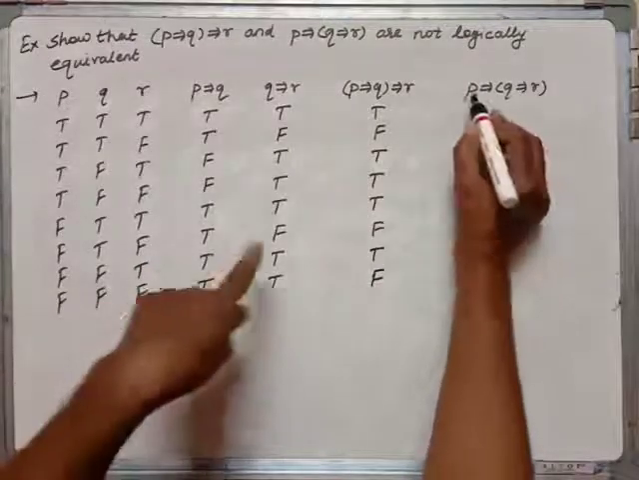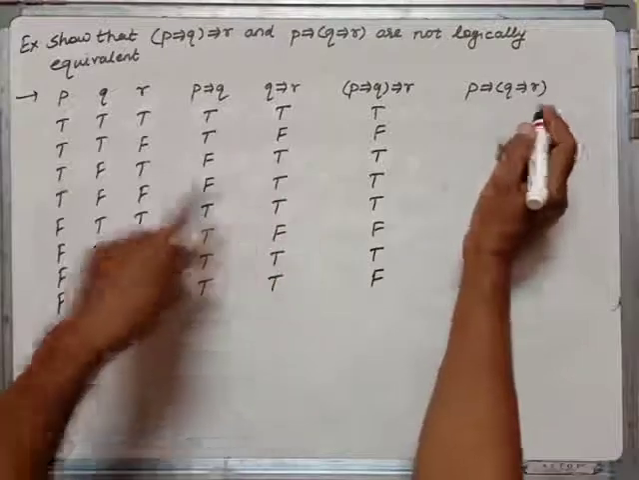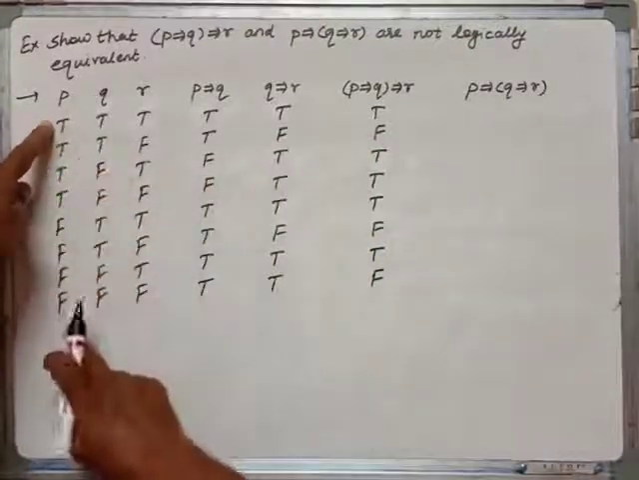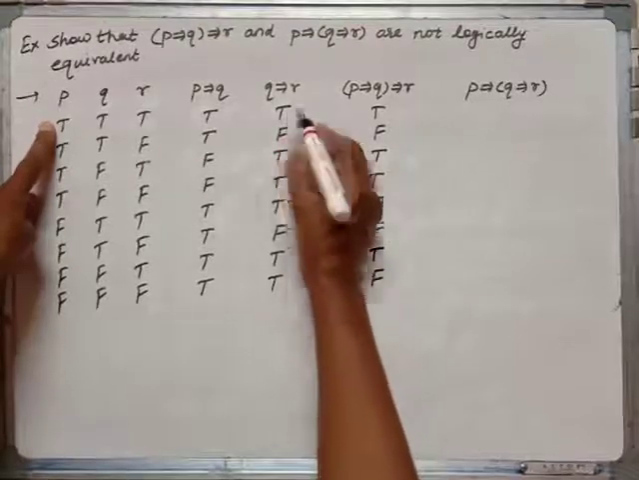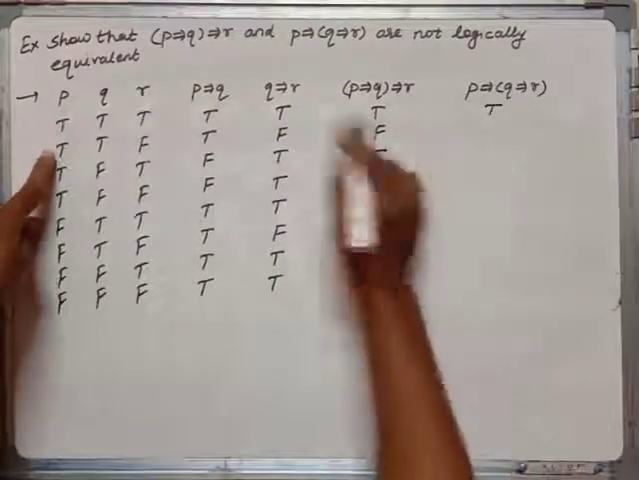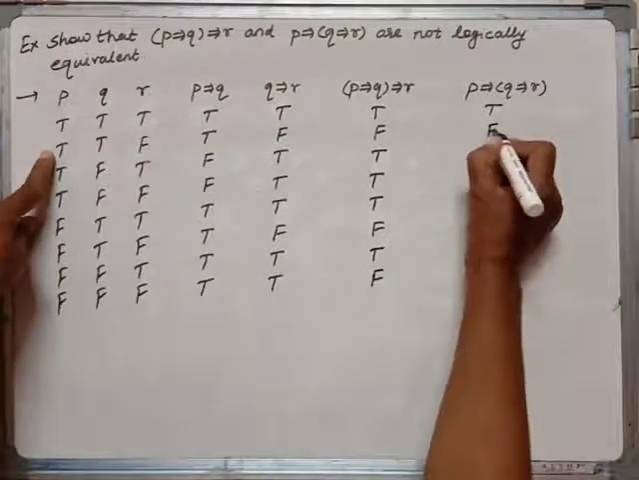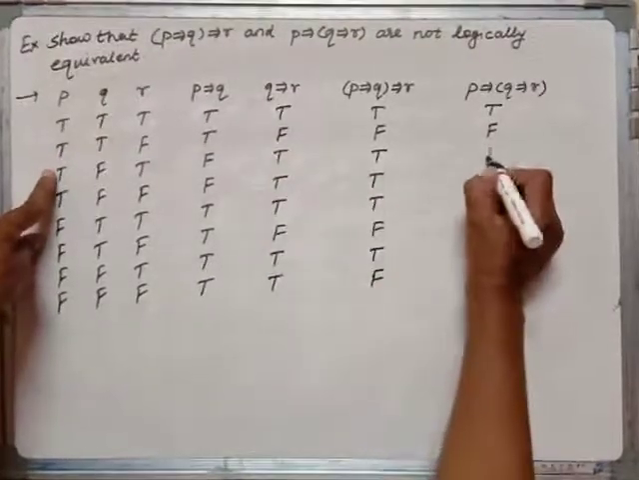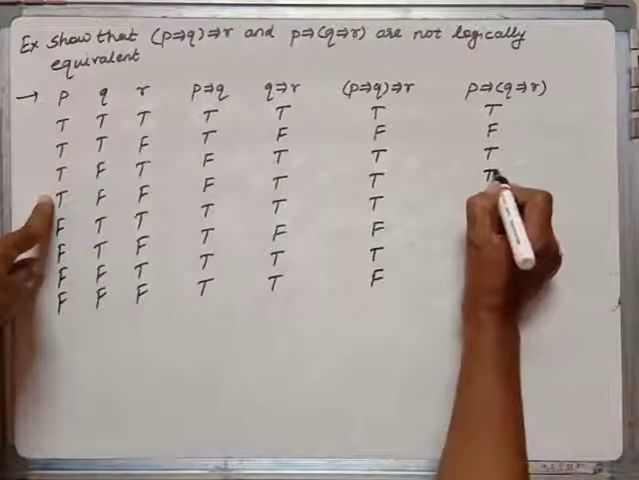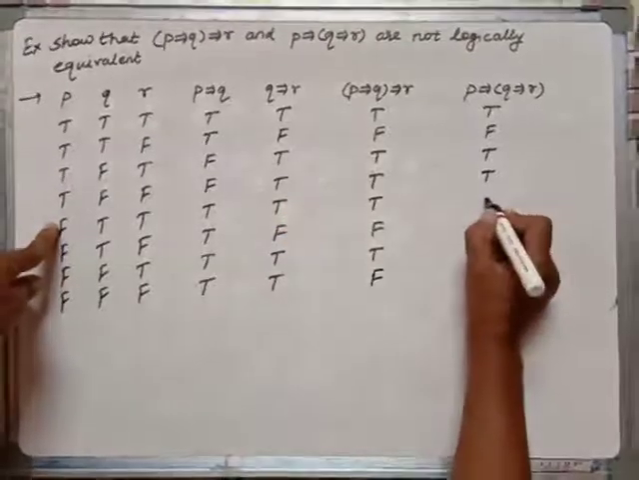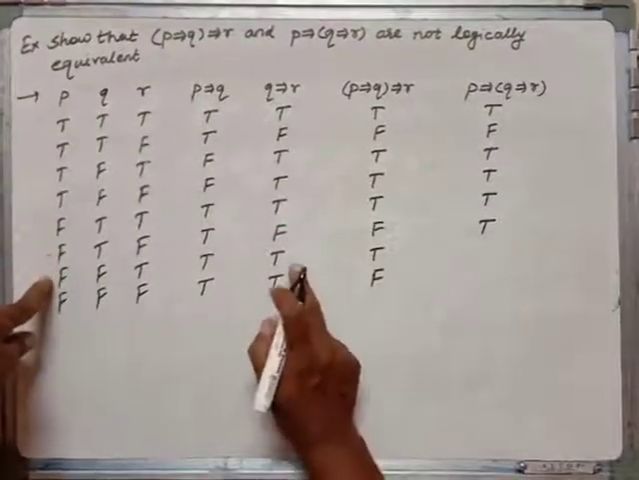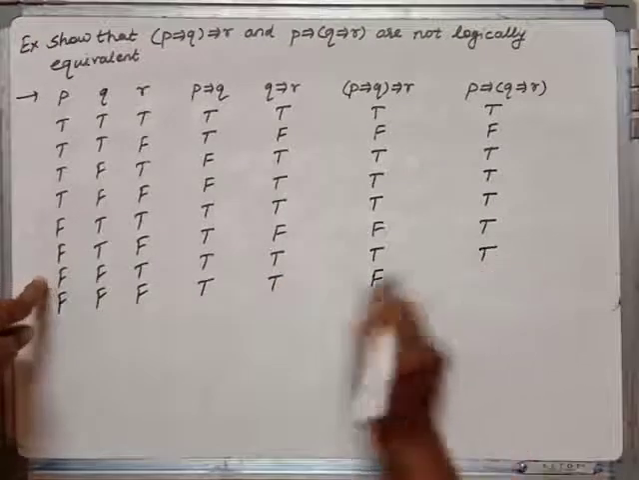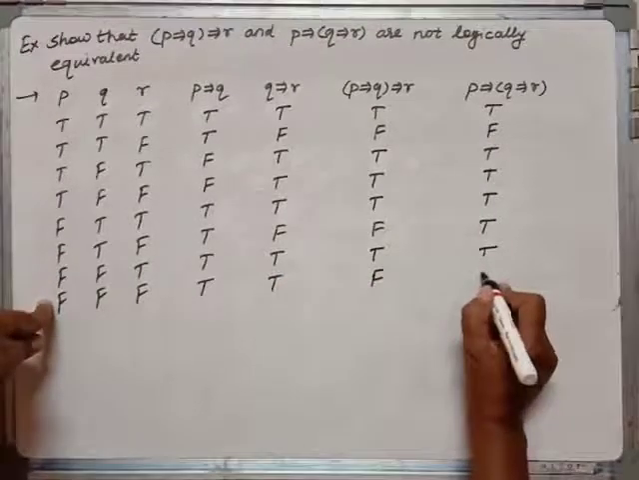Now P implies (Q implies R). So P is our premise and Q implies R is our consequence. So true implies true is true. True implies false is false. True implies true is true. True implies true is true. False implies true is true. False implies false is true. False implies true is true, and again false implies true is true.